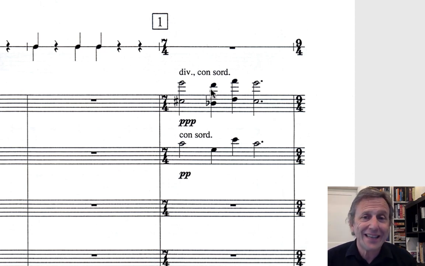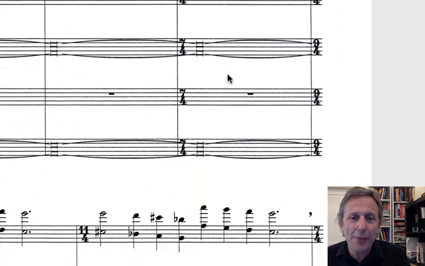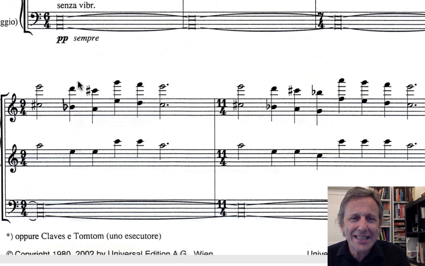It's very arresting. And then it goes on, and look what happens. It's kind of the same. There seem to be more quarter notes here, some half notes. And just look at the melody for a second. Let's look at the top line here.